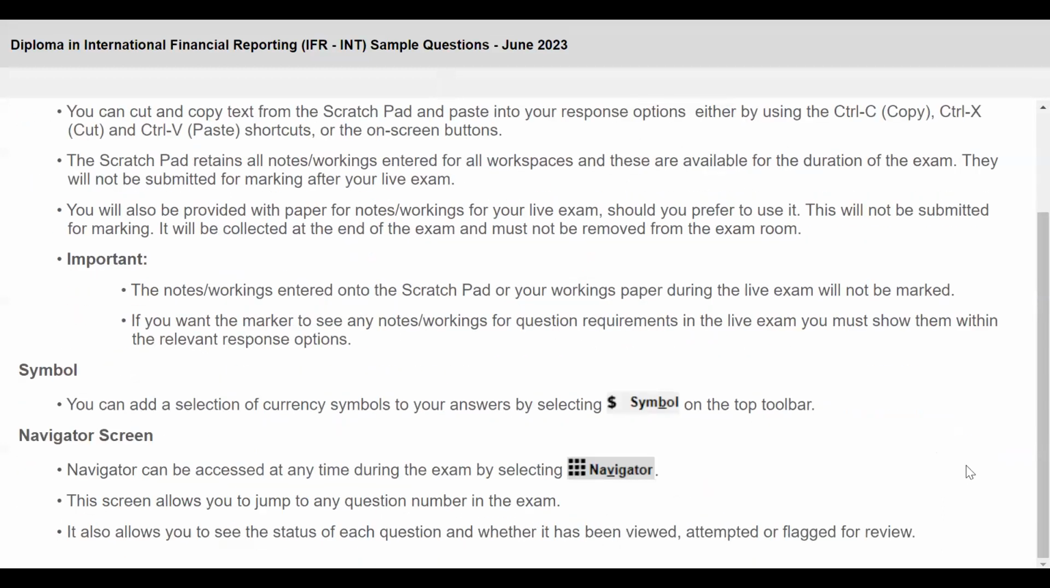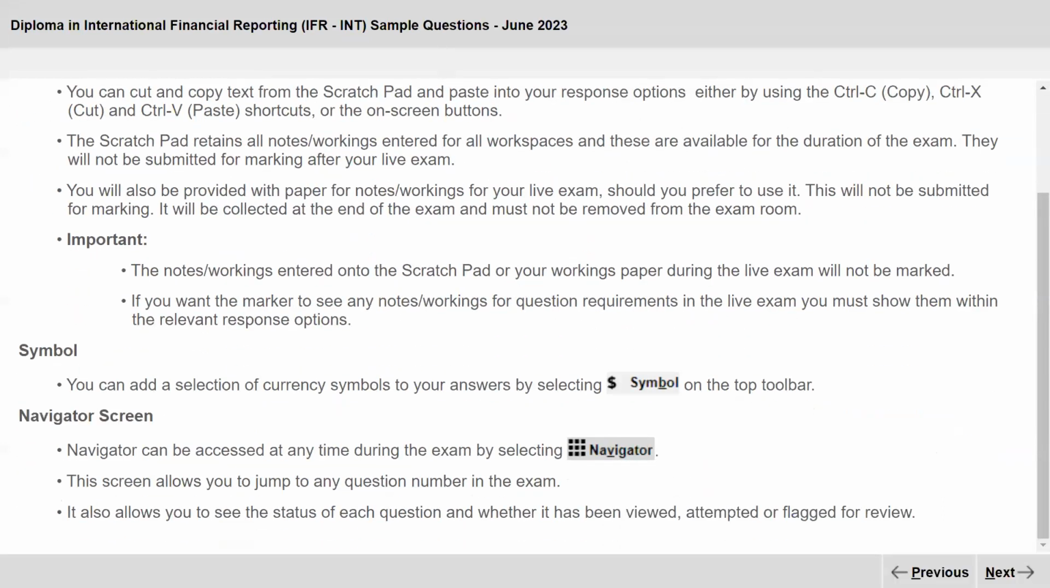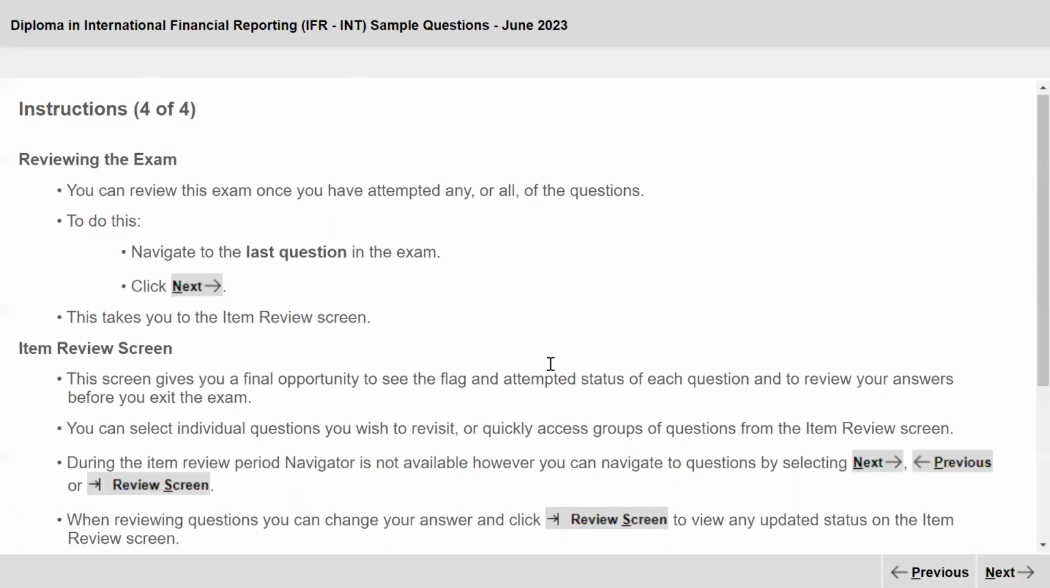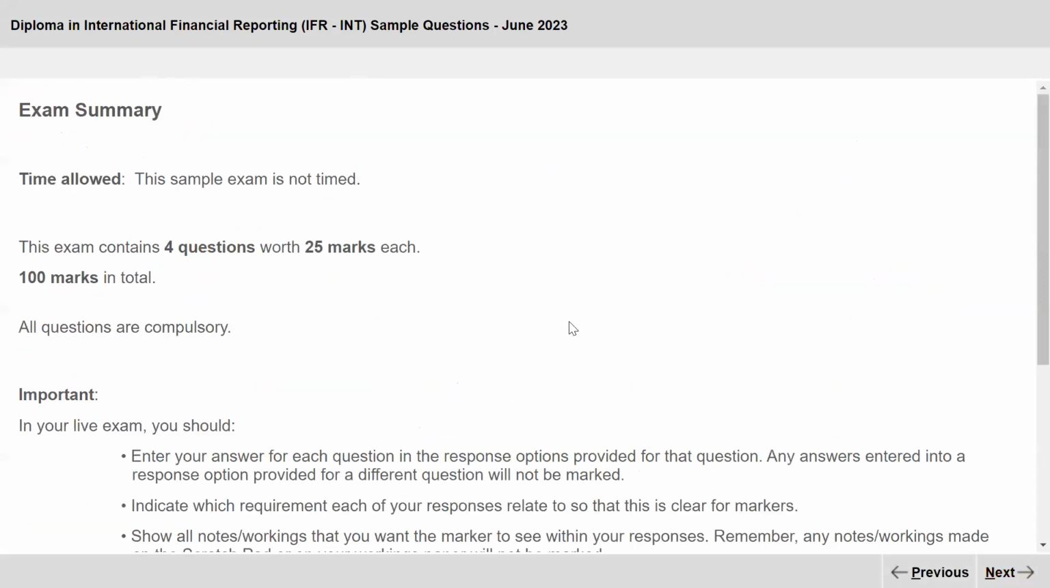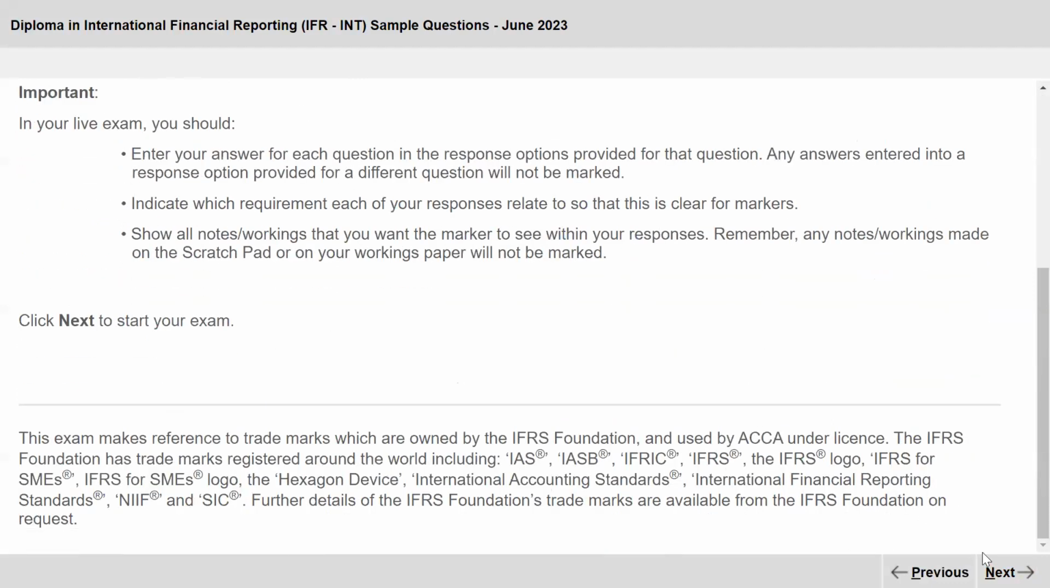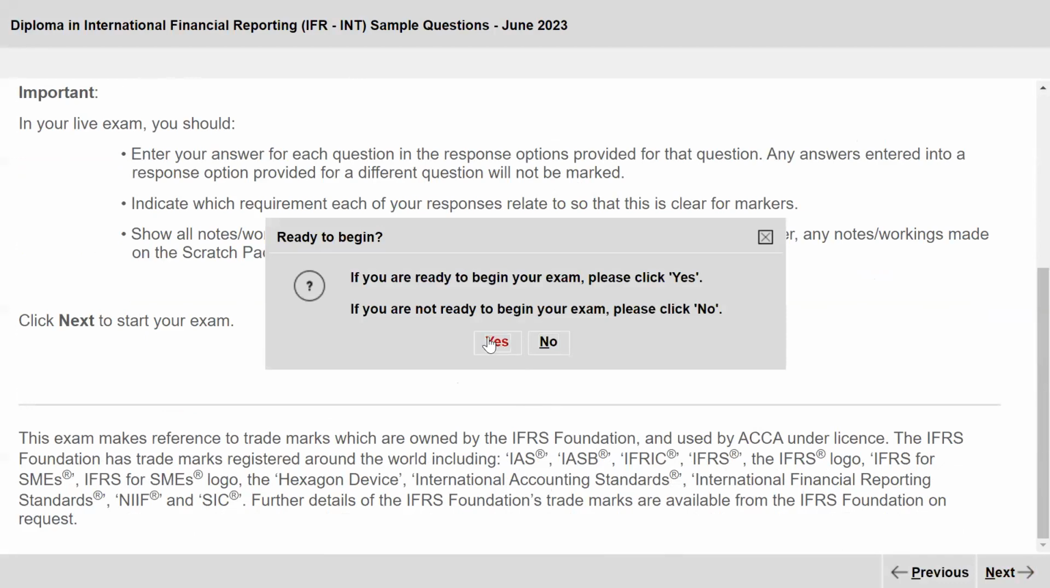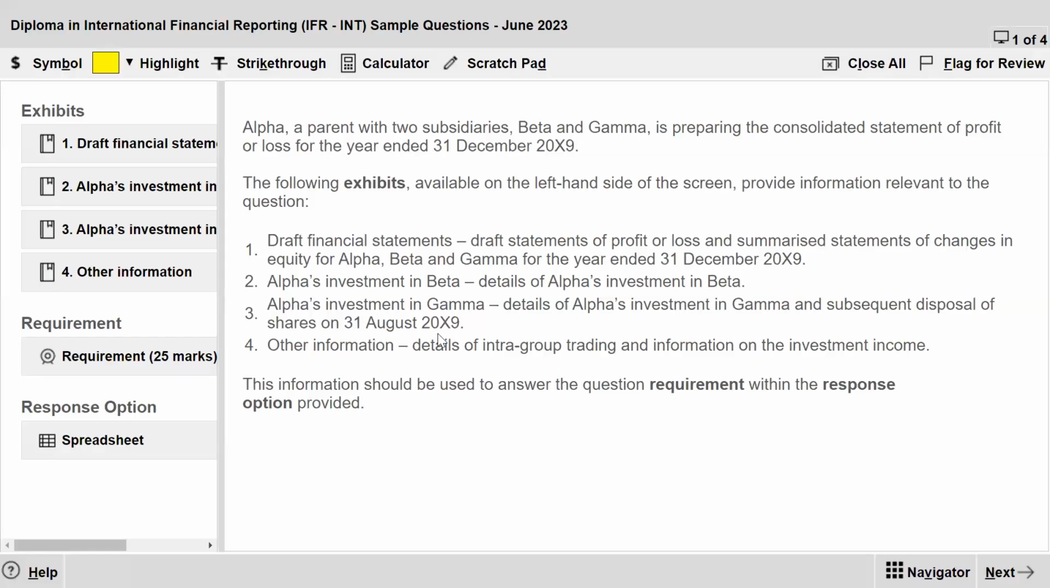Okay, so the Diploma in IFRS examination for June 2023, as you could see, these are generally the windows that would appear on every examination paper. So we have actually opened up the examination now. Let's begin with the examination. In front of us, we have got question number one.